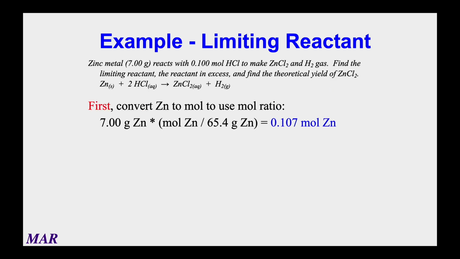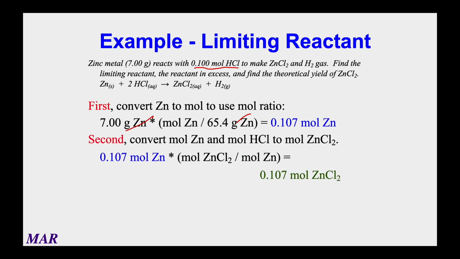So grams of zinc needs to be converted to moles. On the periodic table, zinc is 65.35, something like that, which would round up to 65.4. So you can see how grams of zinc on the top cancels grams of zinc on the bottom. 0.107 moles of zinc are present. And back in the original problem, you can see we had 0.100 moles of HCl.